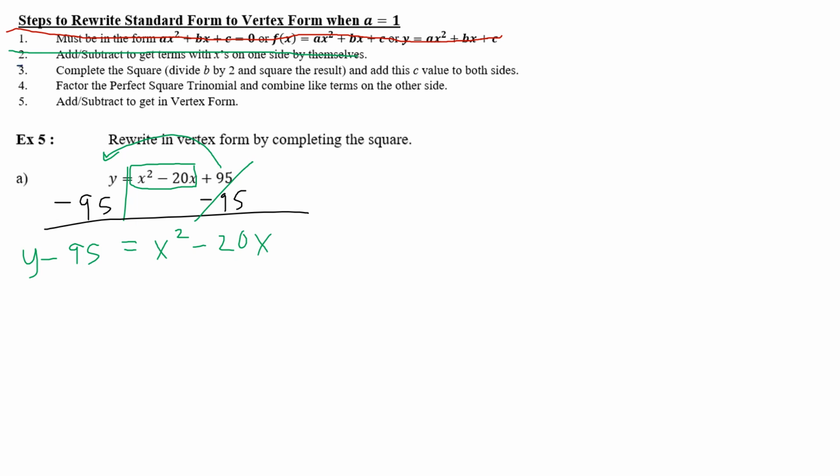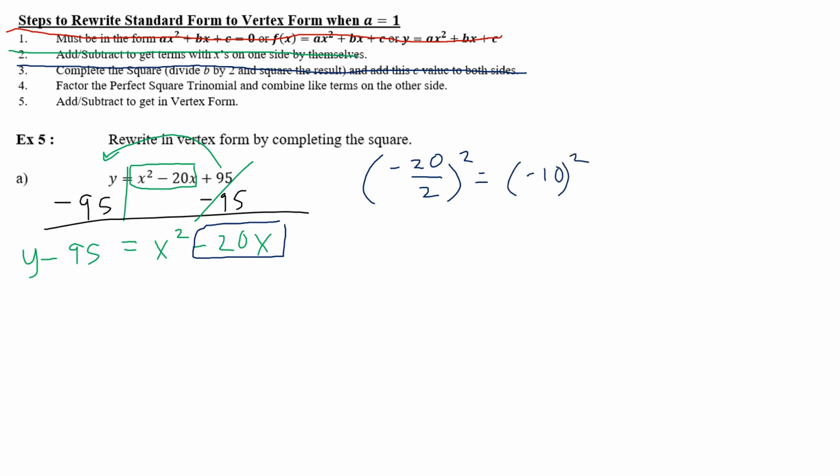Step 3, complete the square. So we're going to take b divided by 2 and square it. And then whatever c value that gives us, we're going to add it to both sides. So b is negative 20. Okay, so we're going to take b divided by 2, and then whatever that gives us, we're going to square it. Negative 20 divided by 2 is negative 10.